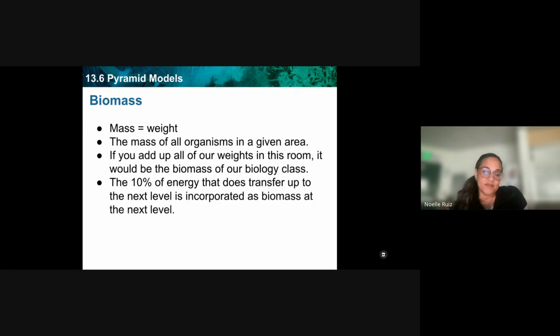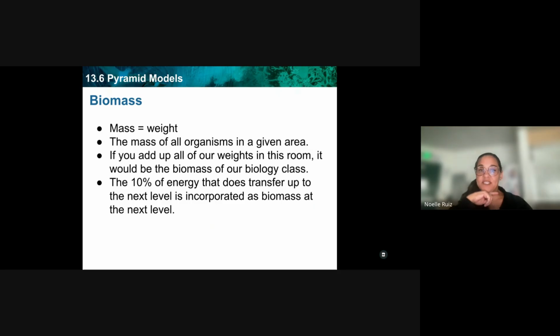Biomass. Important vocab word. When we talk about mass, we're talking about how much something weighs. Biomass is the mass of all organisms in a given area. So if you add up all of our weights in this room, which right now it's just me, most of the time I do this in a classroom full of students, it would be the biomass of our biology class.